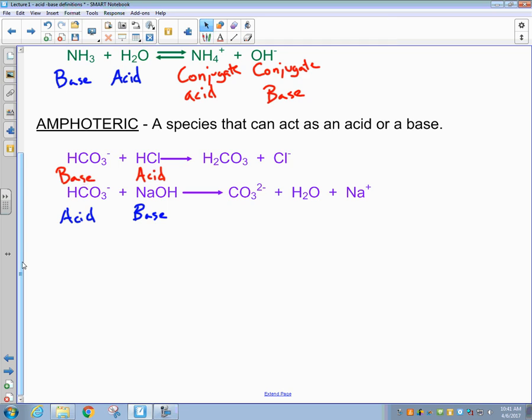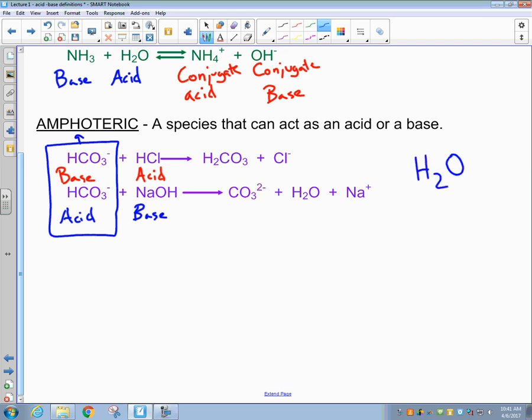Therefore, we define HCO3, the bicarbonate ion, as an amphoteric species, a species that can behave as an acid or as a base, depending on the chemical reaction that it is participating in. The most common amphoteric species that we will use in class is water. You will hear us refer to water often and a lot as an amphoteric species.